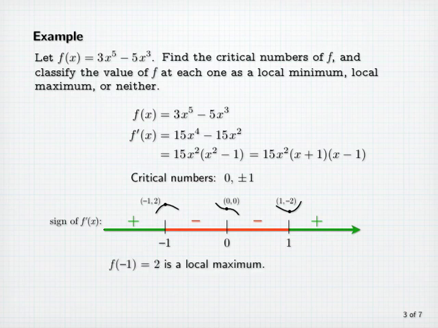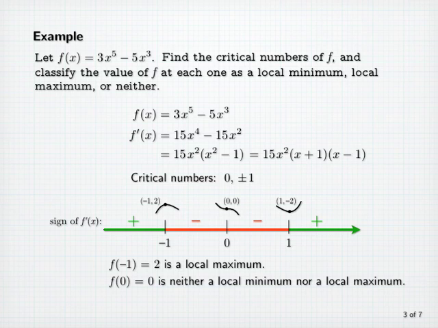So summing up, the value of f at minus 1, which is 2, is a local maximum. 0, which is the value of f at 0, is neither a local minimum nor a local maximum. The value of f at 1, which is minus 2, is a local minimum.